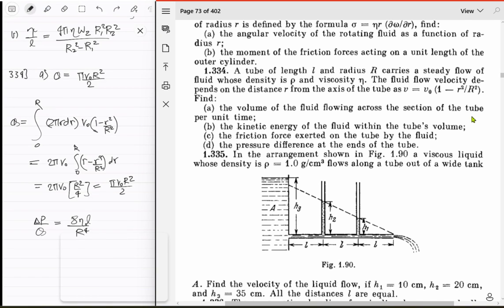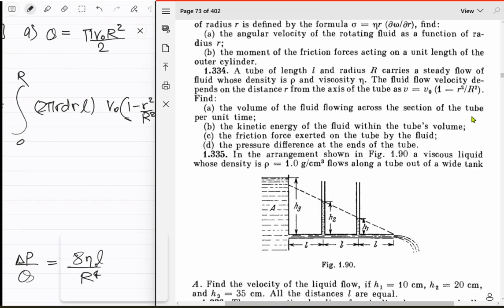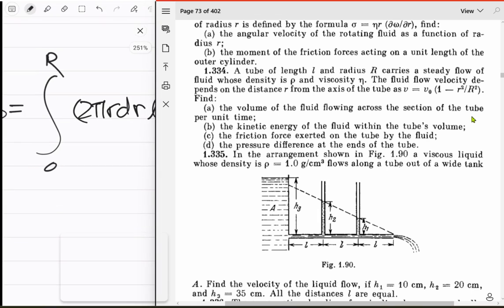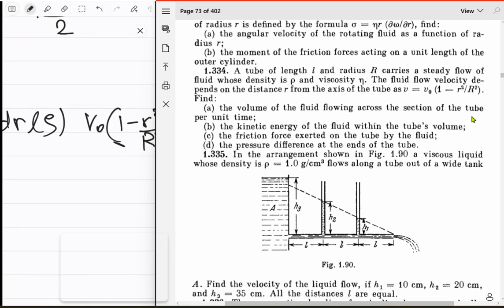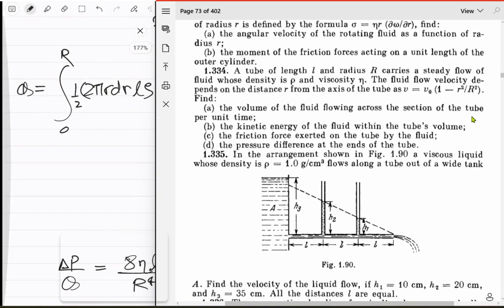Second is what? The kinetic energy of the fluid within the tube's volume. So it's the same thing as this, except we have to look for the volume of this thing, which is 2 pi r dr times L, right? Yeah, that's the volume. That times the density will give us the mass. So now this is the mass, and you want half m v squared. V is just the square of that thing, right? Yeah, this is the thing, right? So that's our kinetic energy.